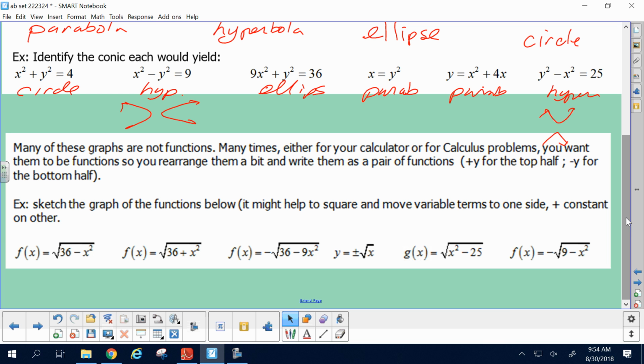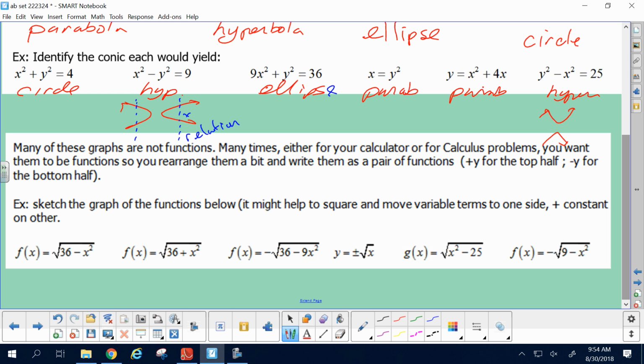All right. Many of these graphs are not functions. I think if you remember your Algebra 1, remember functions pass the vertical line test. So that's definitely not a function, okay? Fails the vertical line test. For any one x, there should be only one y in a function. Because of that, this would be more of a relation, not a function.